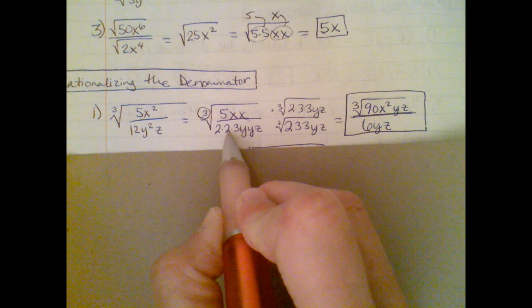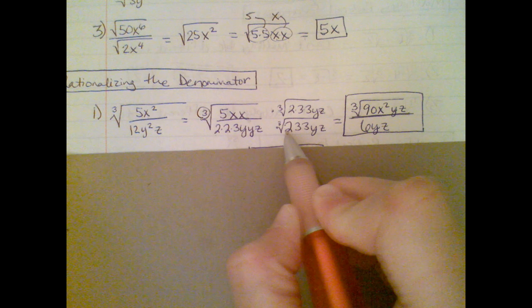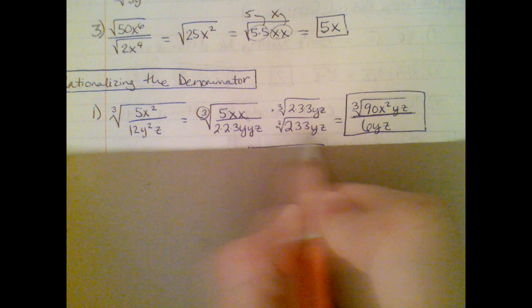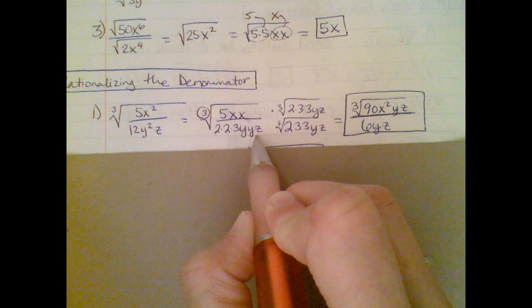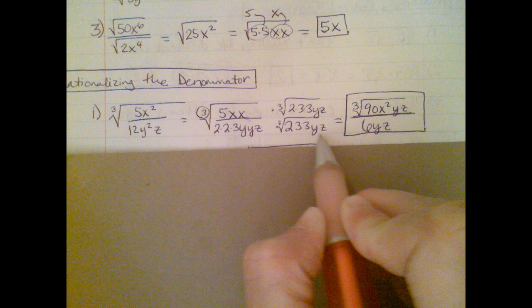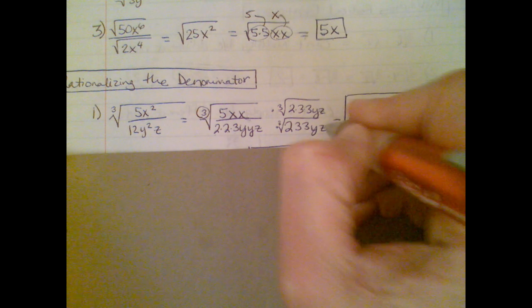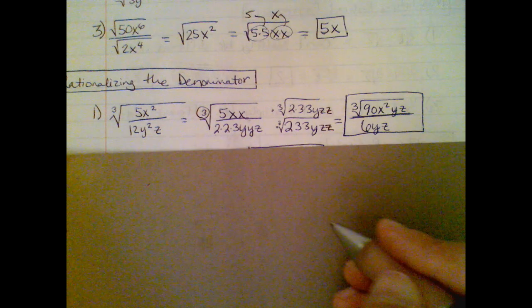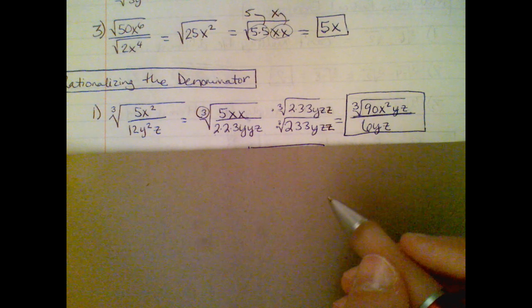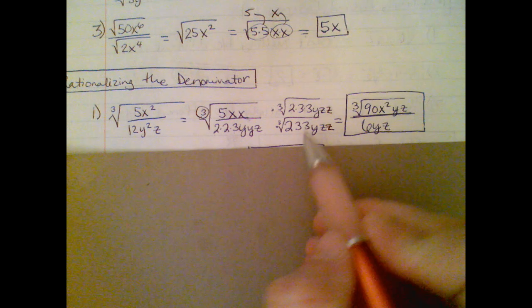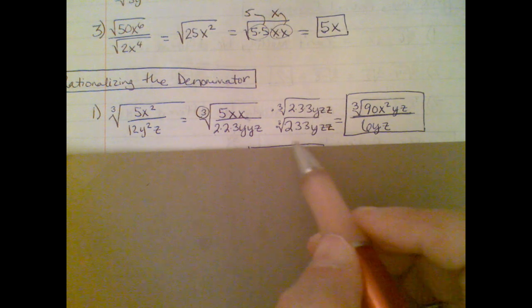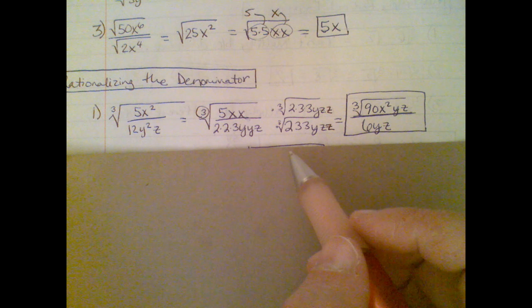Notice I have 2 2's, so I need 1 more 2. I have 1 3, so I need 2 more 3's. I have 2 y's, so I need another y. And then I have 1 z, so I need 2 more z's. Okay, and then from here, whatever we multiply across the bottom, we have to multiply across the top too. And then we should have in the denominator, if we start with that, groups of 3 of everything.